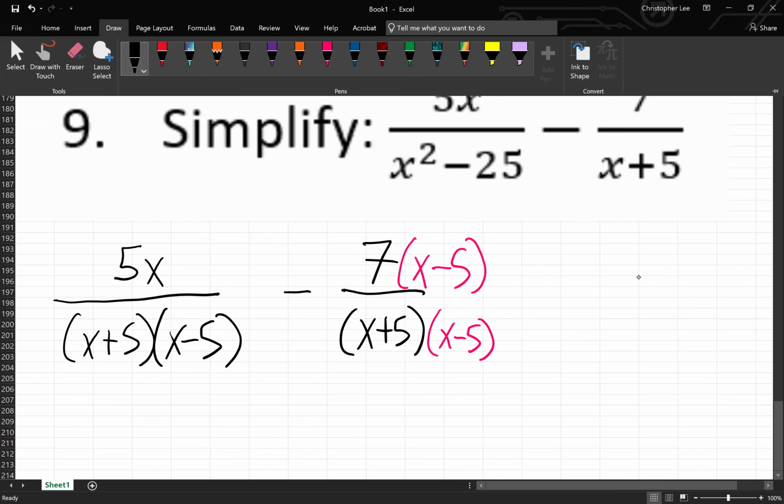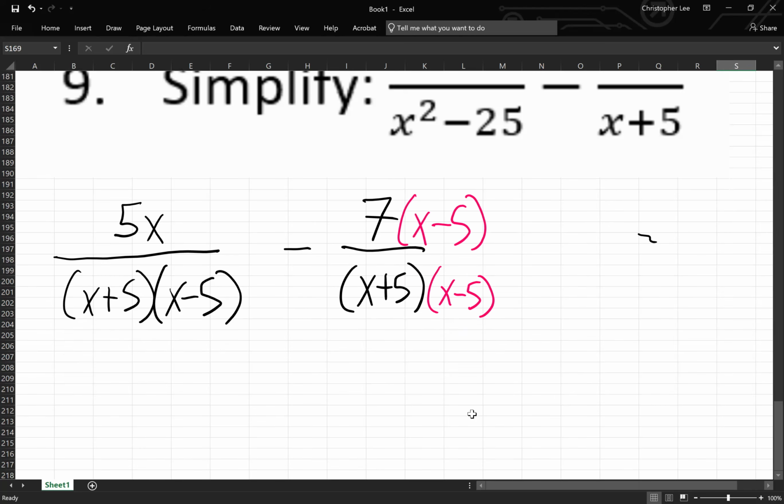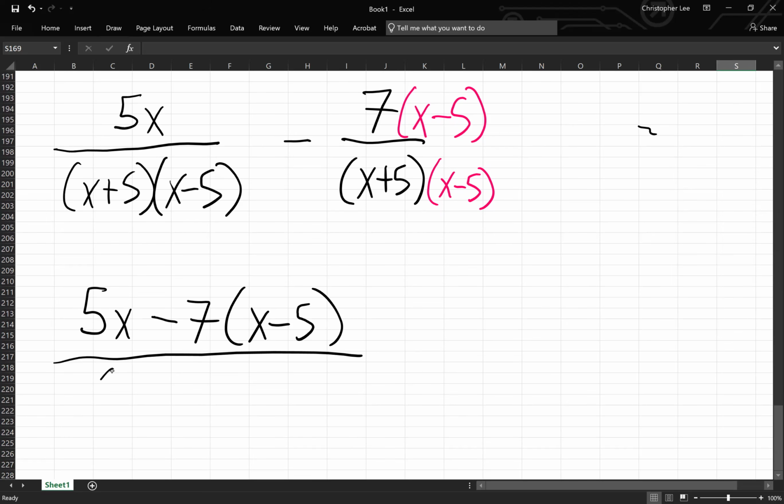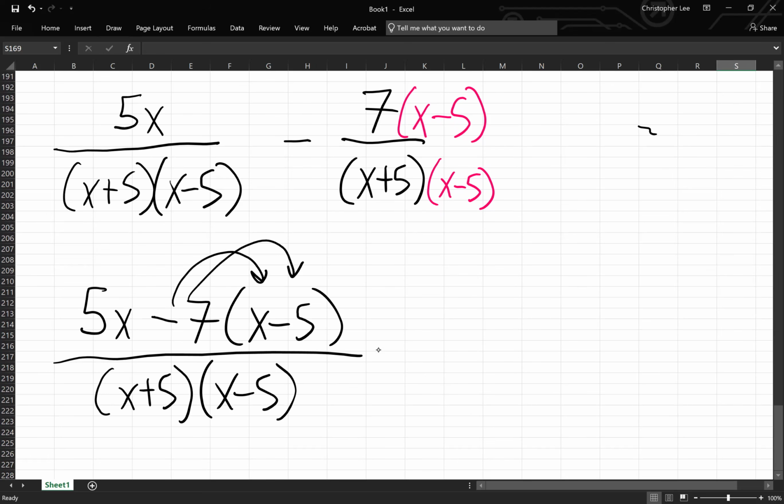Hold on, I'm going to rewrite this because it's getting messy. So this is 5x minus 7 times x minus 5 all over x plus 5, x minus 5. And then you said you want to distribute, right? Yeah, I would distribute 7 to the x minus 5. Very good. So tell me what to write.